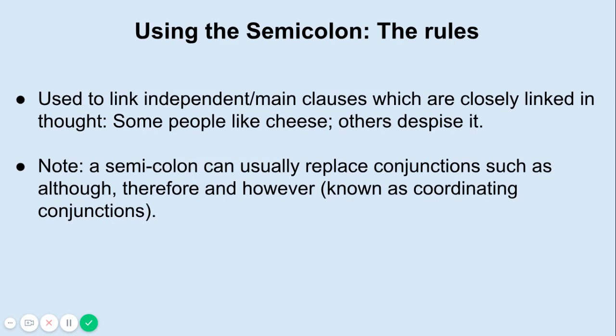So note that a semicolon can usually replace conjunctions such as although, therefore, and however, and they're known as coordinating conjunctions. So take any of those sentences, and if you can use the word although, therefore, however, change that for a semicolon, you now have a far more complex sentence in terms of your use of punctuation.